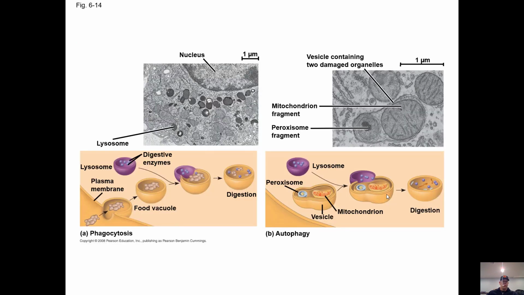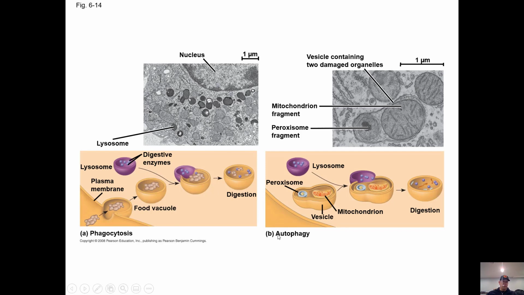So if you look here on the left, we have phagocytosis, where a foreign cell is entering our eukaryotic cell in this food vacuole. Then the lysosome that's filled with those digestive enzymes meets up with it and breaks down that cell.